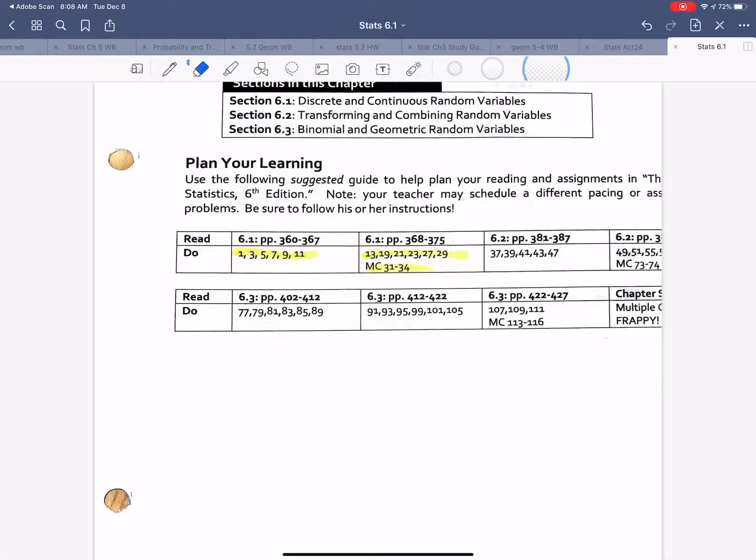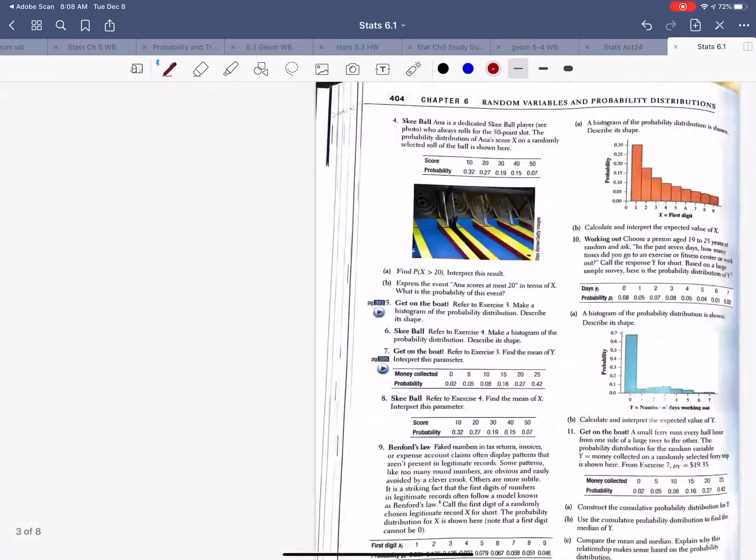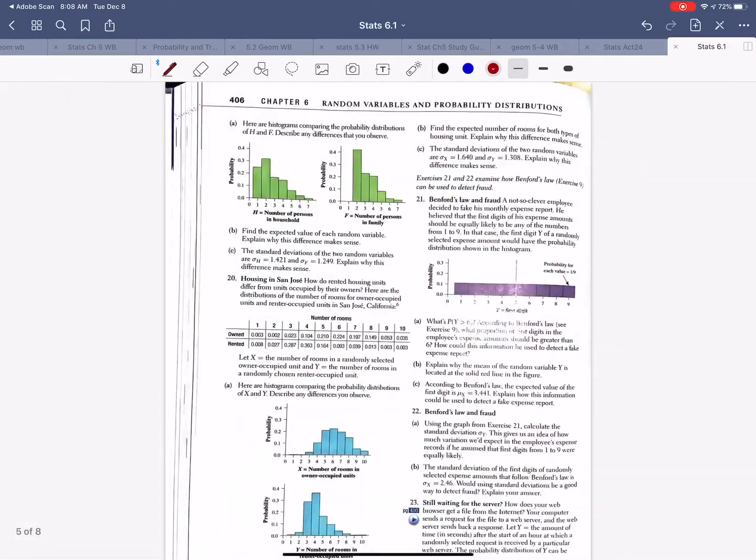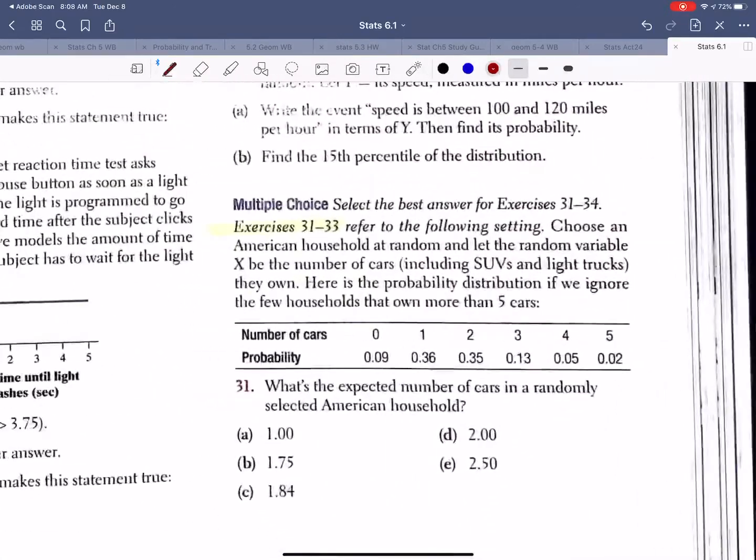Hey guys, welcome. We're going to do the homework for 6-1 and I'm going to show you the multiple choice here. Okay, so here's our problem set, and toward the end we've got exercises 31 through 34. The facts are going to be the same for the first 3 questions. So let's take a look.